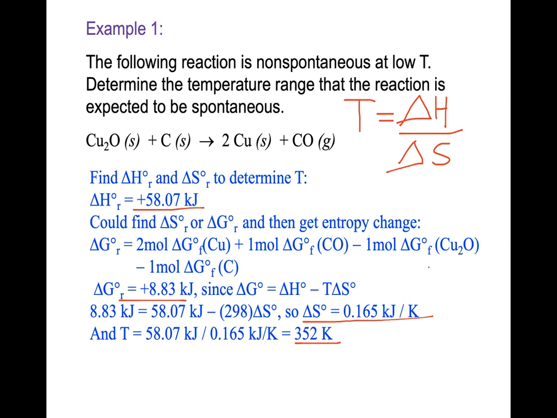Note that the question asks to determine the temperature range. Oops, sorry about that. So what we really want to think about is that this reaction is spontaneous above that temperature. Below that temperature, we get a positive delta G. For example, at 298 Kelvin, we got a positive delta G, positive 8.83, so it's non-spontaneous at room temperature, and it's not spontaneous at any temperature below 352. It's 0 at 352 Kelvin and should be a negative delta G at anything above that temperature.